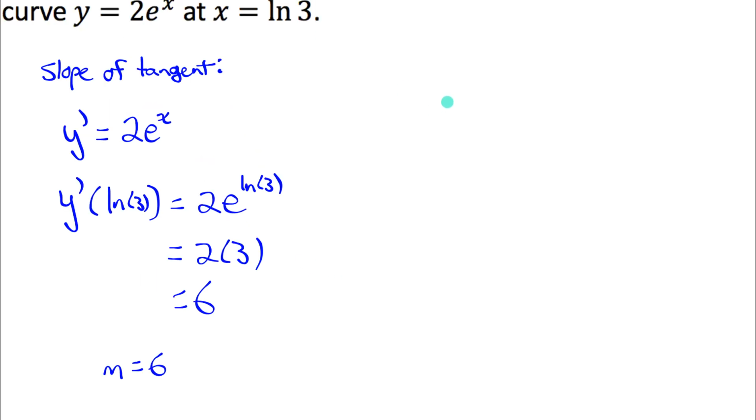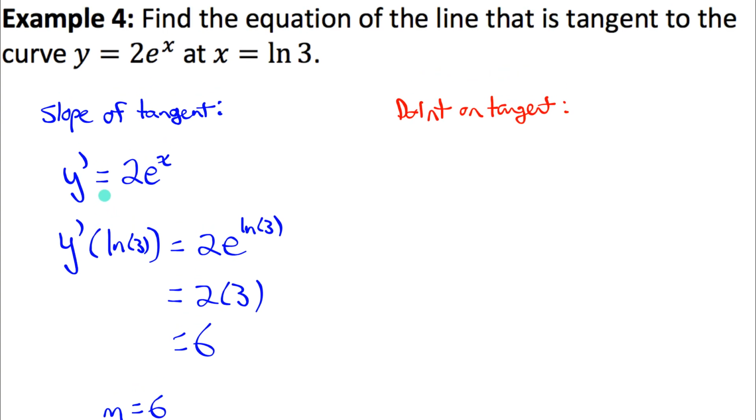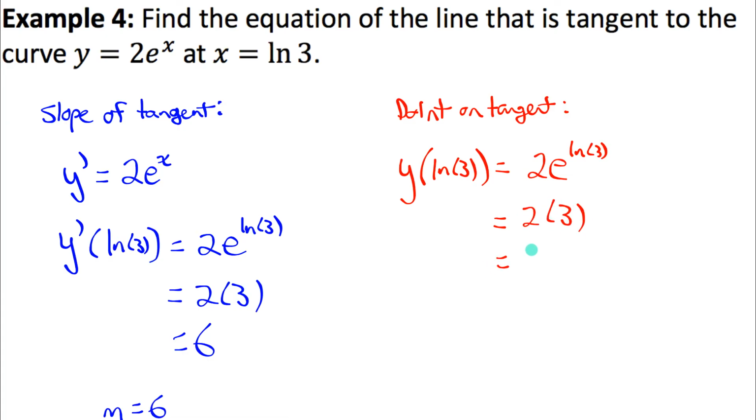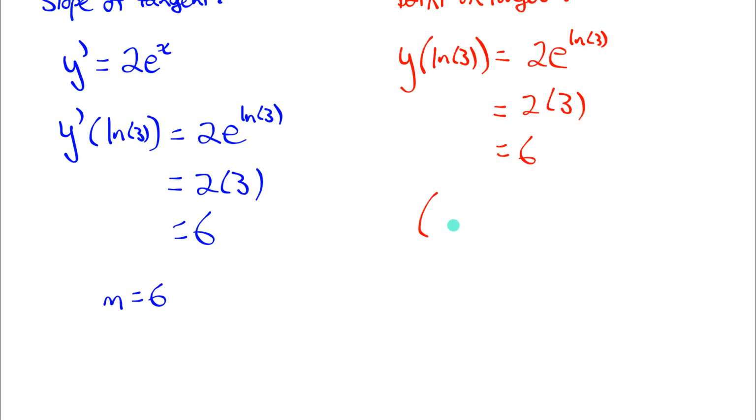Okay, now we need a point on the tangent line. And to find a point on the tangent line, we find the point that the tangent line shares with the original function. So I know the tangent line touches the original function when x is ln 3. So plug ln 3 into the original function, and we'll get the y-coordinate of the point. And remember, the original function is actually the same as the derivative. So when I plug ln 3 into the original function, I'll get the same answer as when I plugged it into the derivative. I'll have 2 times e to the ln 3, which we discovered before was 2 times 3, which is 6. So the point the tangent line shares with the original function is the point ln 3, 6.